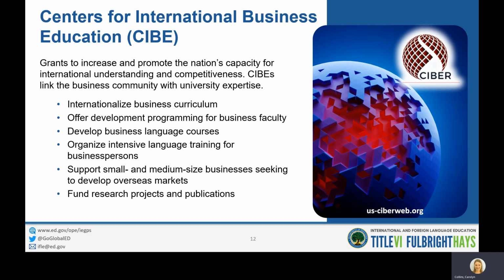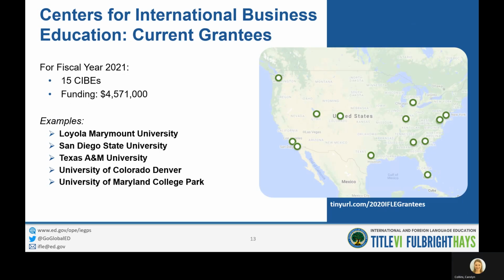CIBE grants usually go to business schools, which are located in institutions of higher education. That provides them the expertise about international business and the business community, and also allows them to connect better with local businesses who are looking to expand into international markets and may need some help with consulting or understanding the markets that they want to reach. CIBEs also advise on supply chain management and other issues of great importance to international business.